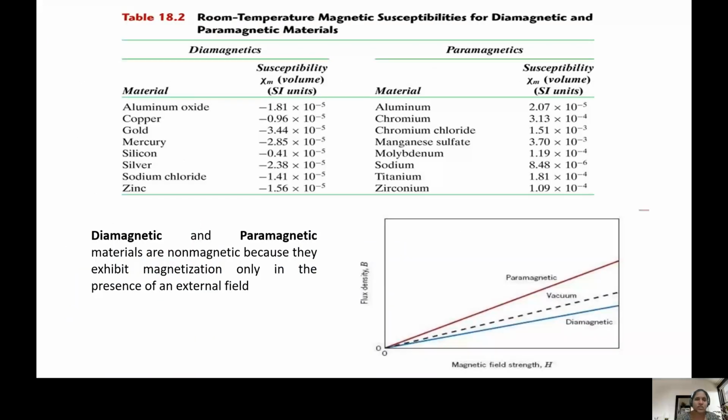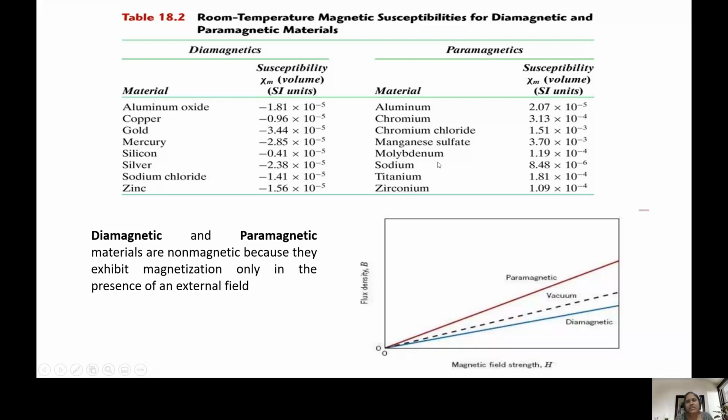So this is the summary of the different susceptibility values for the diamagnetic and the paramagnetic materials. Here we can observe that aluminum oxide has a high susceptibility value, that is minus 1.81 into 10 power minus 5. Different material susceptibility values are given: copper, gold, mercury, silicon, silver, sodium chloride, and zinc. If you come to the paramagnetic materials, sodium has a lower susceptibility value, and aluminum has a higher value.